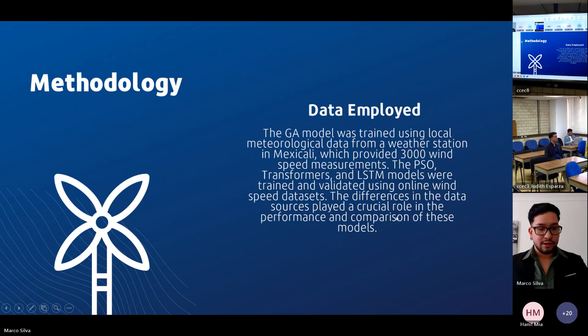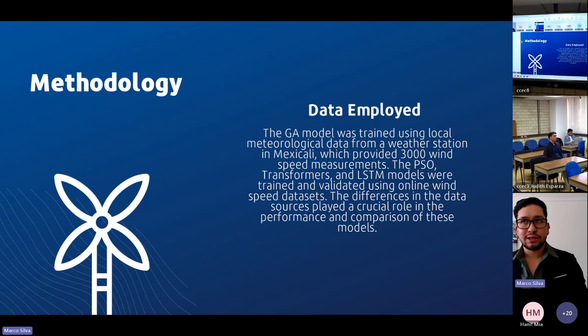Data employed. The GA model was trained using local meteorological data collected from the weather station in Mexicali, at the Instituto Tecnológico de Mexicali, which provided 3,000 wind speed measurements. The PSO, transformer and LSTM models were trained and validated using an online wind speed dataset. The difference in data source plays a critical role in the performance and comparison of the models.